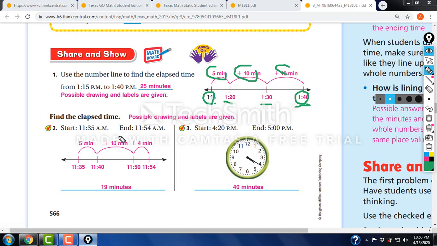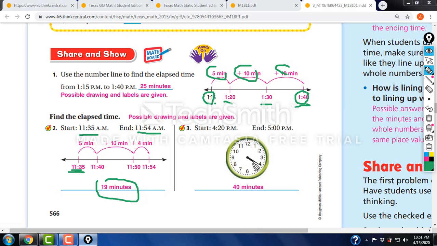Okay? So here we have another one. It starts at 11:35, and ends at 11:54. So you're going to have some ones in there. So 35, the nearest ten is 40. It's a jump of 5. Then you jump another 10 to 50, and then to get to 54, it's 4 more spaces. So again, then you add these: 5 plus 10 is 15, plus 4 equals 19. And you have 19 minutes total.